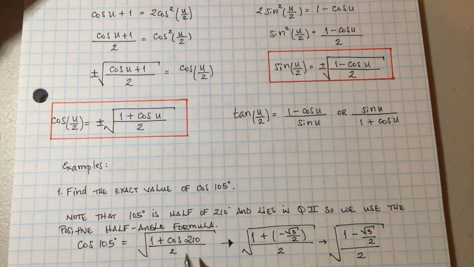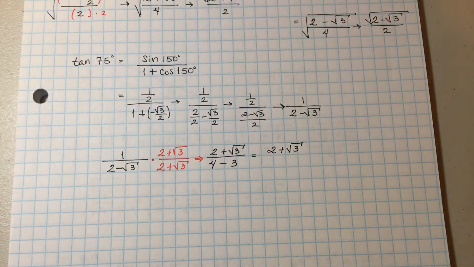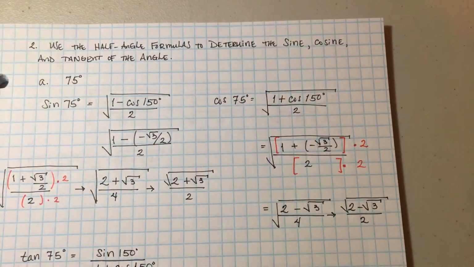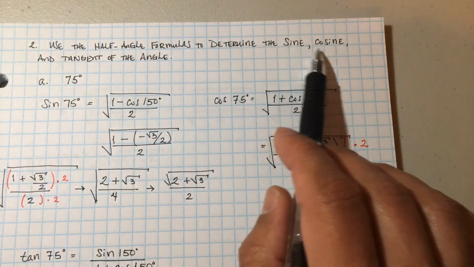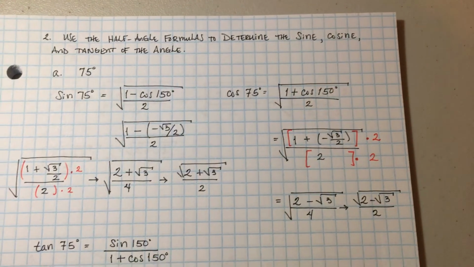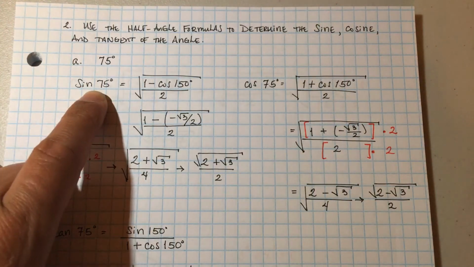Notice that the angle, if you double it, becomes something that you can actually figure out with your unit circle. All right, let's do a few more. It says use the half angle formulas to determine the sine, cosine, and tangent of the angle. So we're going to use 75 degrees. So sine of 75, that's what I start with.